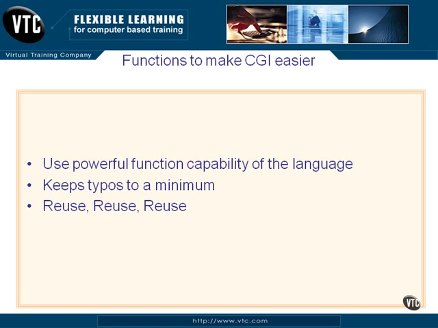We're going to write a few functions now that are going to make CGI a little easier for us to work with. We're going to use the powerful function capability of the C programming language to break up some of the tasks of the small programs that we're going to write into different functions. This will also keep our typos to a minimum as you watch me type, and we will reuse. That's an important part of function coding and being able to break up a problem into different functions and object modules so that we can just link them together.